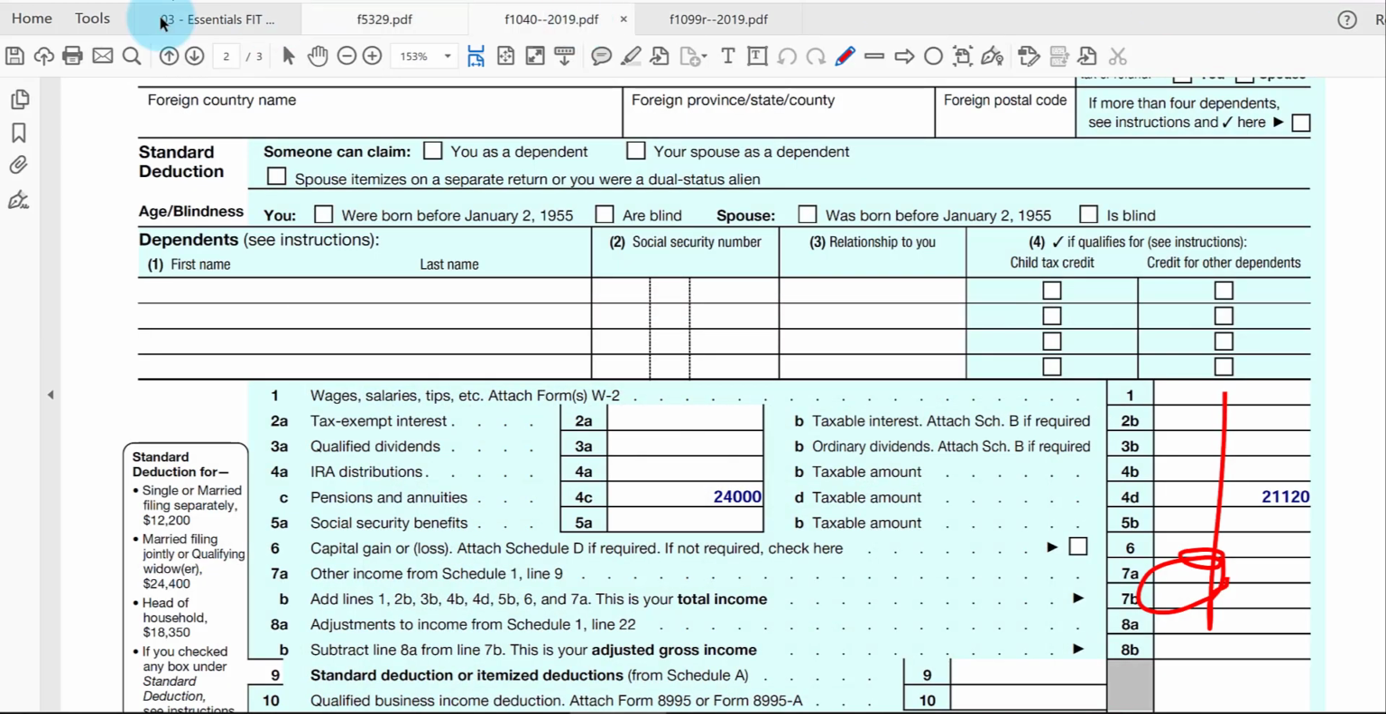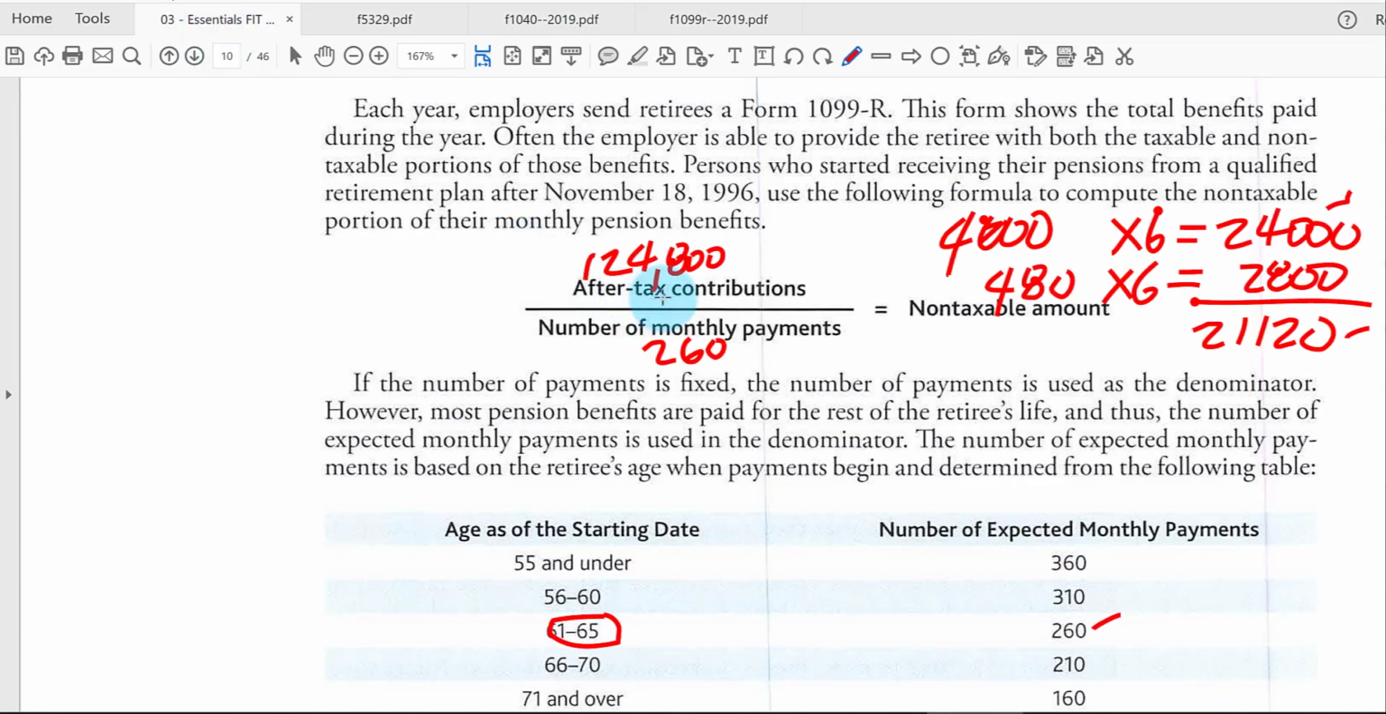Let's go back to that calculation again. So let's say that the taxpayer lives longer than 260 months. Well, by that time, you use up all of this 124,800. So at that point, all of the $4,000 per month is taxable. You've used up all of that tax-free distribution.